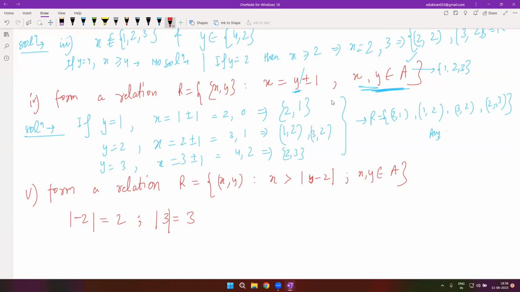Right. Now you have to form this relation R. Please try to solve, everyone. I'm expecting some of you to answer this.